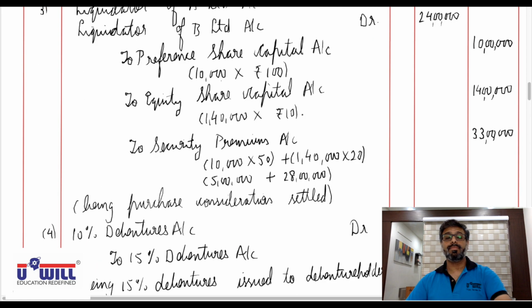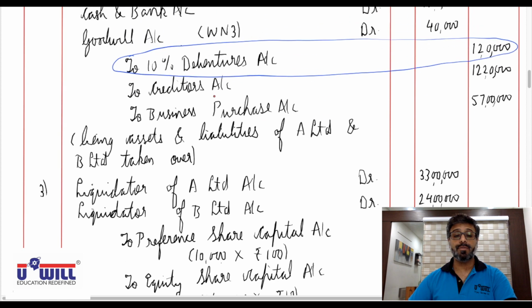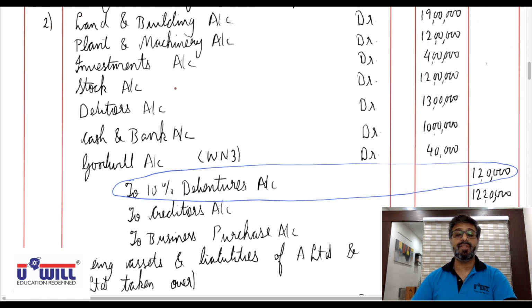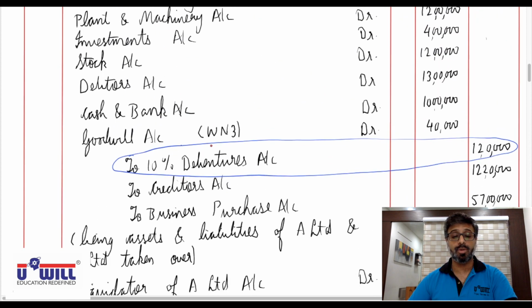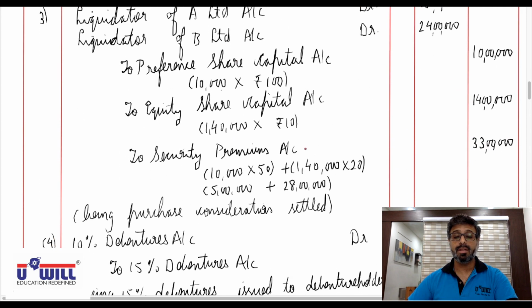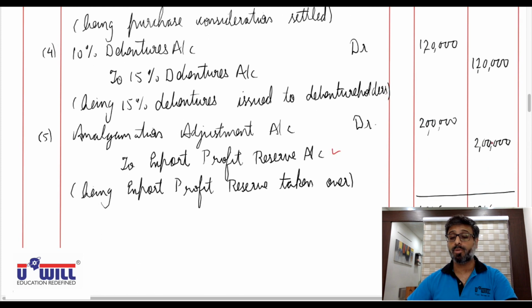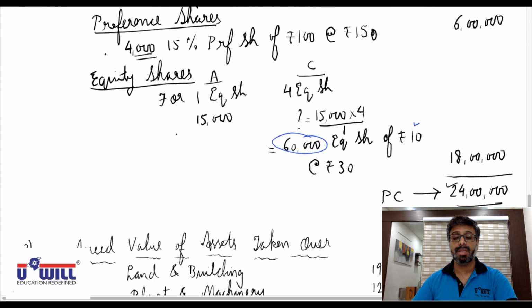Now this reserves and surplus, what all will come, understand this. Very first of all, in the second adjustment entry we don't have any reserves and surplus taken over, because liabilities don't include reserve except statutory reserve. So one is this securities premium of 33 lakhs which will come in reserves and surplus, and the other is this export profit reserve of 2 lakhs. Okay, two items will be there in reserves and surplus.